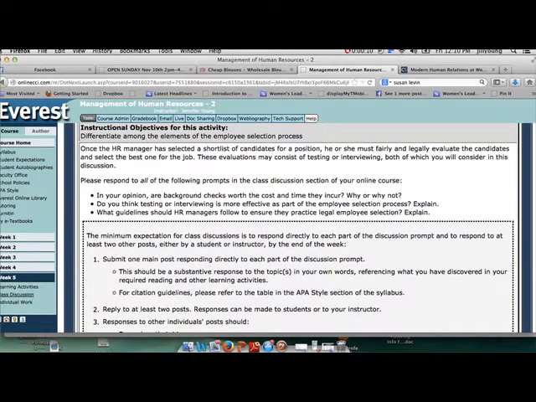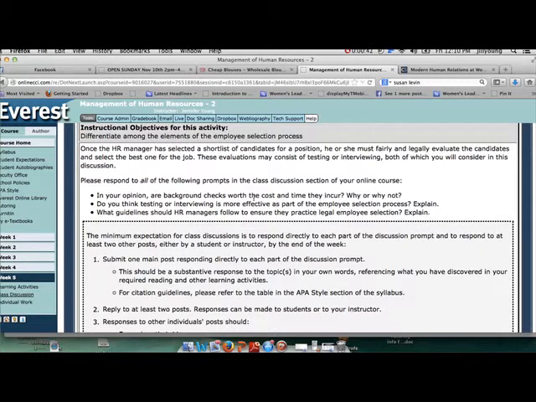So for your discussion, we're going to talk about background checks and employee selection. You're going to respond to all of these questions. In your opinion, are background checks worth the cost and time they incur? Why or why not? Do you think testing or interviewing is more effective as part of the employee selection process? Explain why. What guidelines should HR managers follow to ensure they practice legal employee selection?